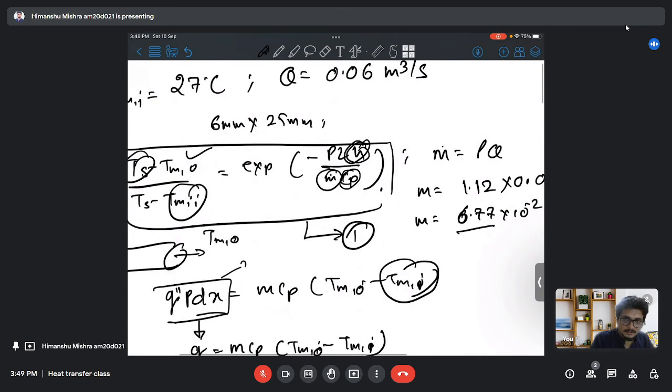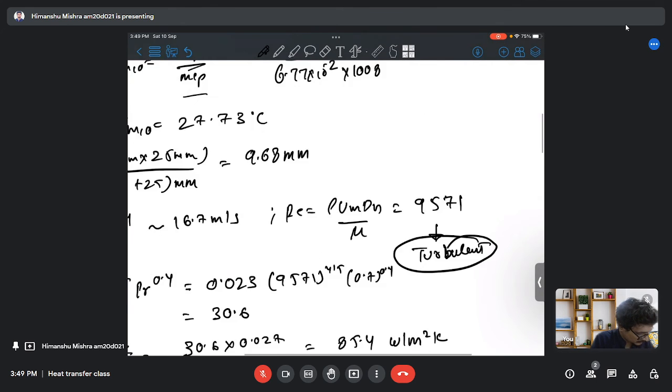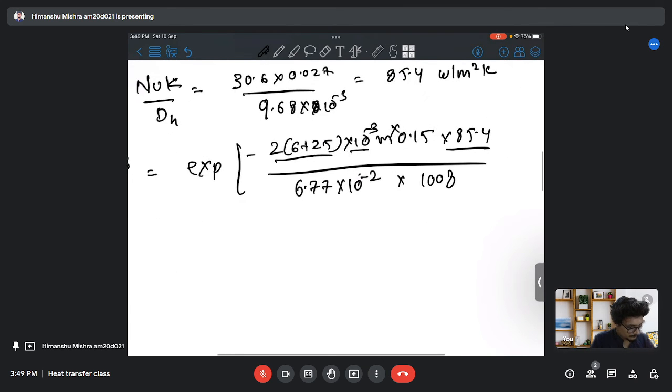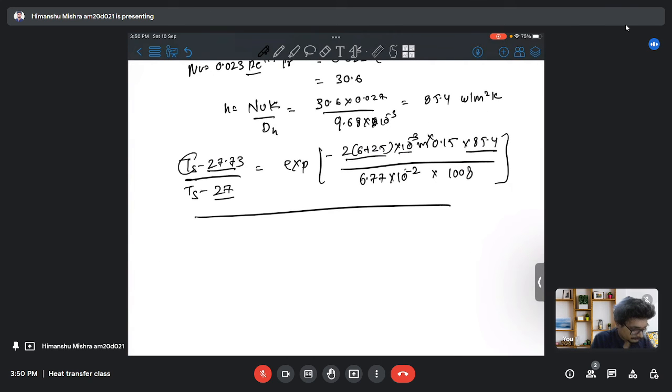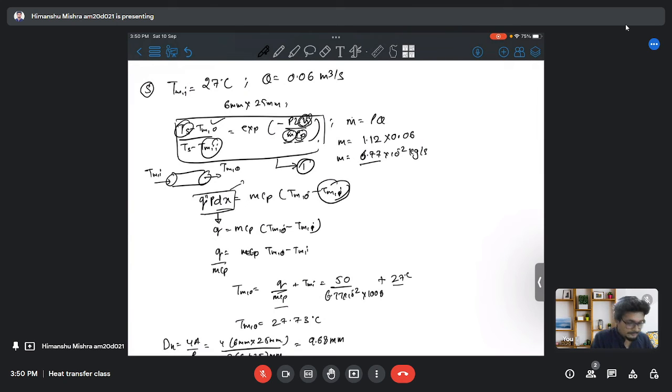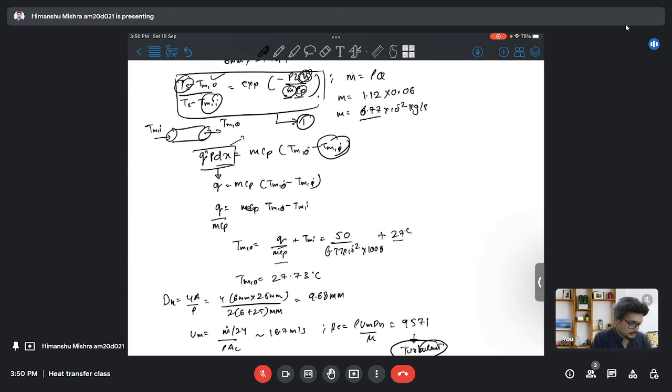So I require the mass flow rate as well as the heat capacity. We already found the mass flow rate, 6.77 times 10 to the power minus 2. Now on solving this expression, we can find the surface temperature is 30 degrees Celsius. So in this question, we first found the mass flow rate, and since we have been given the inlet temperature, we use equation 1 to find the outlet temperature.